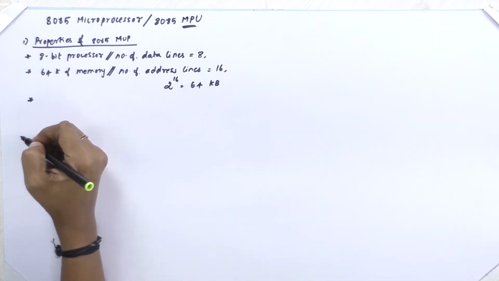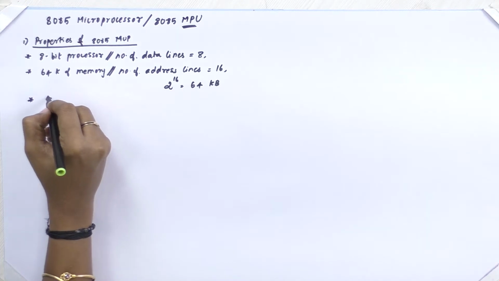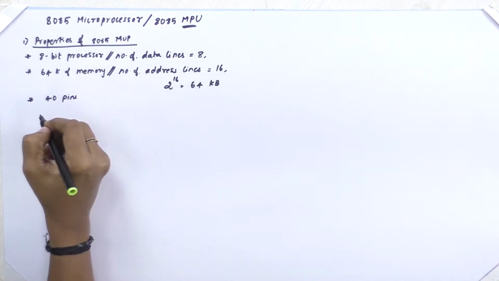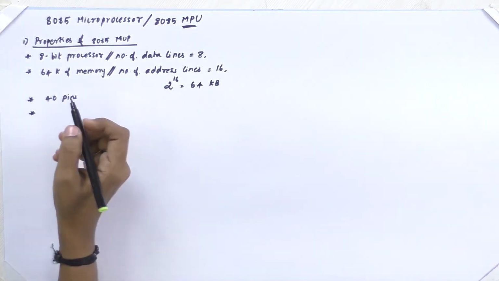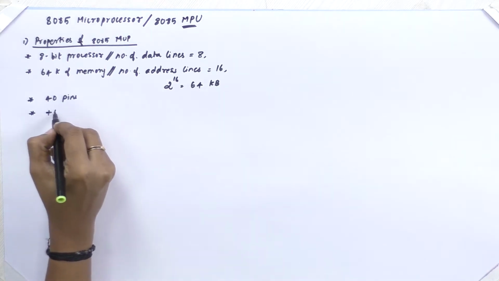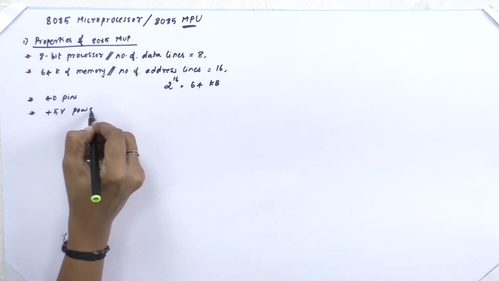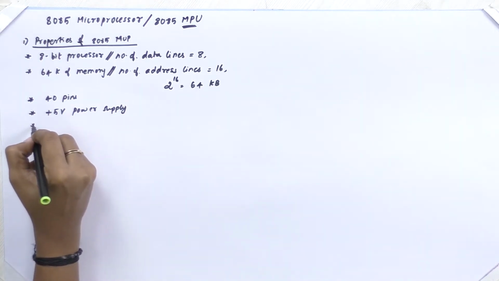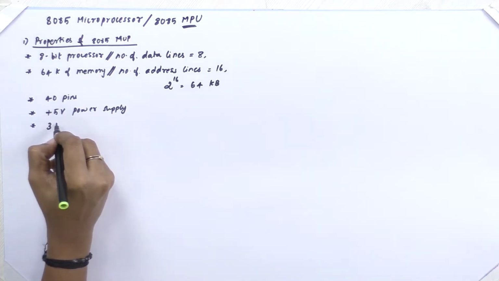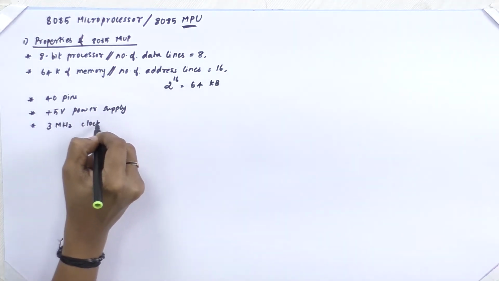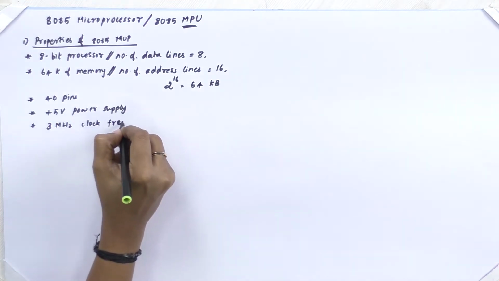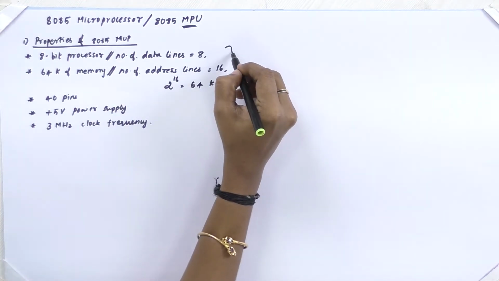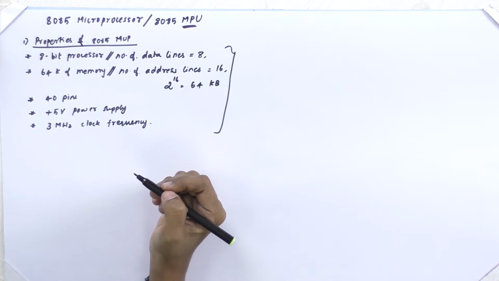Next, the third property is the pins. The total number of pins in this 8085 microprocessor is 40. It requires a +5 volt power supply for performing its operations. And the last important property is that it requires a 3 megahertz clock frequency, which is the execution speed of the 8085 microprocessor. So these are the 5 important properties of the 8085 microprocessor.